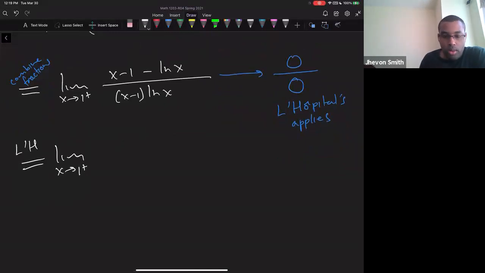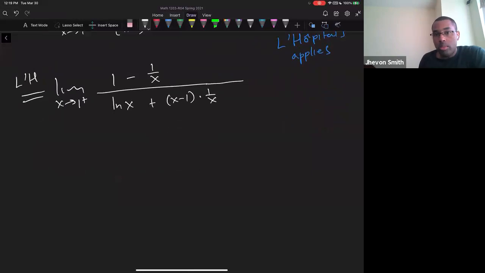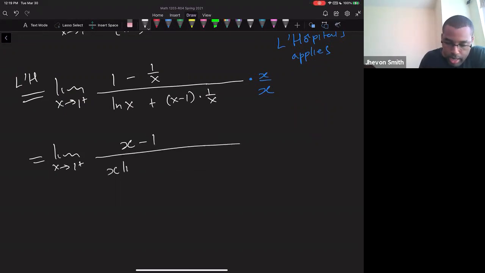Find the derivative of the top. Derivative of x is 1. Derivative of ln x is 1 over x. Find the derivative of the bottom. I would need the product rule. So that's going to be ln x plus x minus 1 times 1 over x. Now I'm going to simplify before hitting it with L'Hopital's again, maybe, if I even need to. Multiply and divide by the LCD is the quickest way to simplify a compound fraction. So that would look like x minus 1 over x ln x plus x minus 1.